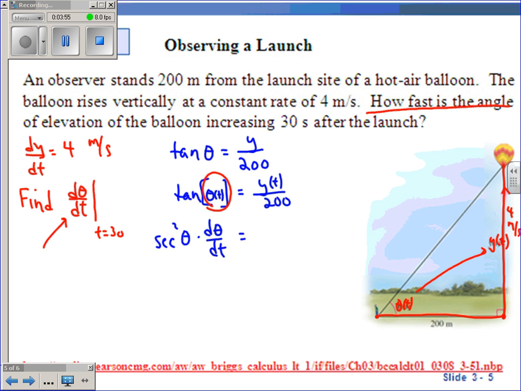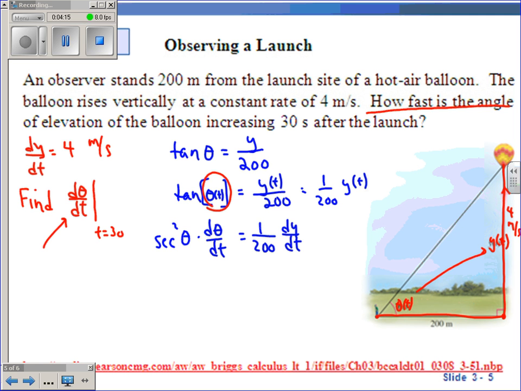Equal, now I have 1 over 200 times y. That's the same thing as 1 over 200 times y of t. So the derivative of that will be 1 over 200 times the derivative of the y, which, since it's a function of t, that's the same thing as just dy dt. Okay, so now we've got our equation.